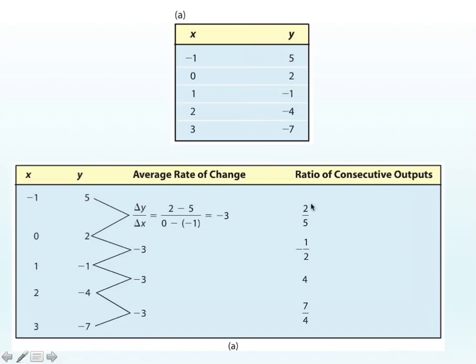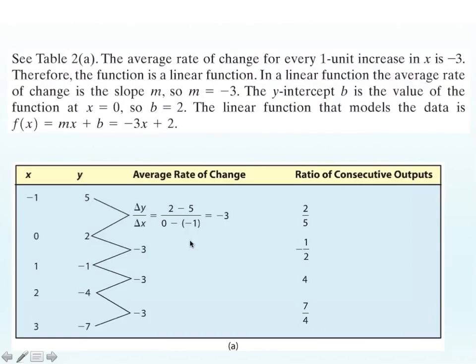We can also just look at the ratio of consecutive outputs so that you get used to it. And all you have to do is just divide. You take the consecutive y values, basically. So we take 2 over 5, -1 over 2, -4 over -1, and -7 over -4. And those are our ratios. So these are obviously not the same. Average rates of change, though, are the same.